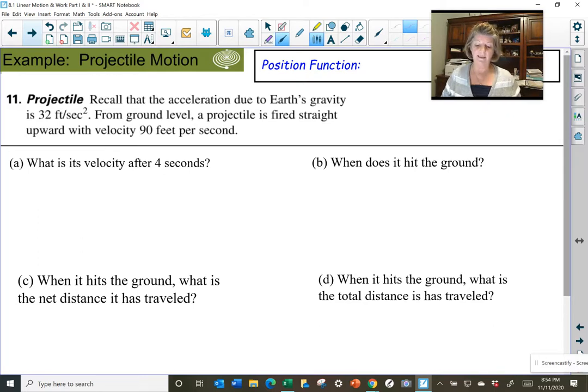All right, number 11. Projectile. Recall that acceleration due to Earth's gravity is 32 feet per second squared. From ground level, a projectile is fired straight upward with a velocity of 90 feet per second.